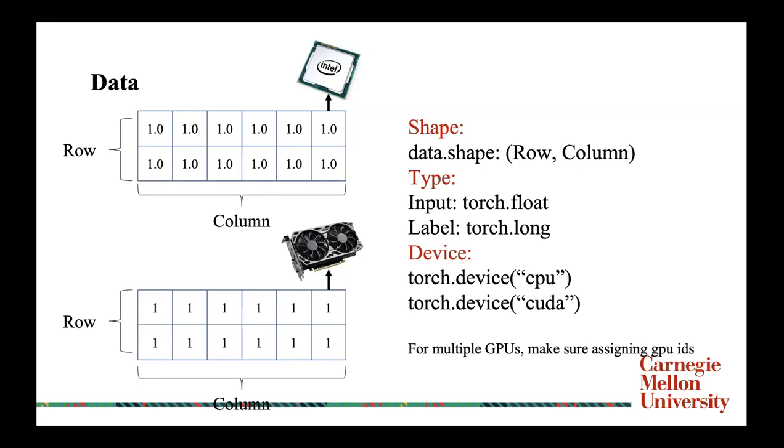The PyTorch tensor also has a device attribute, and you need to send the data to a device before you begin training. If you choose a CUDA device, data will be sent to the GPU. If you have multiple GPUs available on the server, you may need to assign GPU IDs. But for this course, one GPU is enough for all the homework.